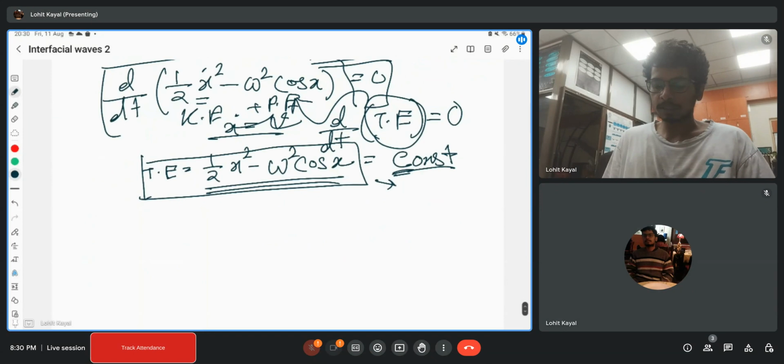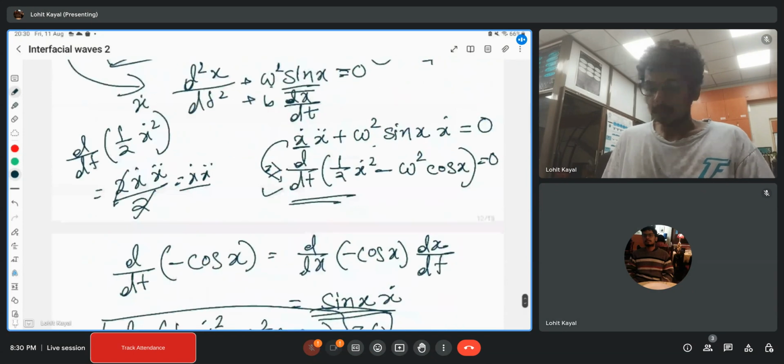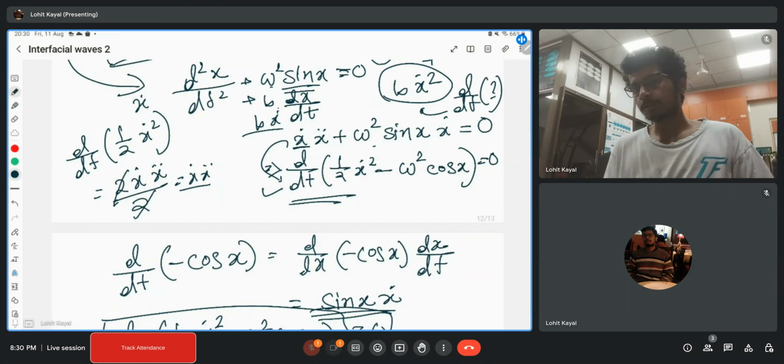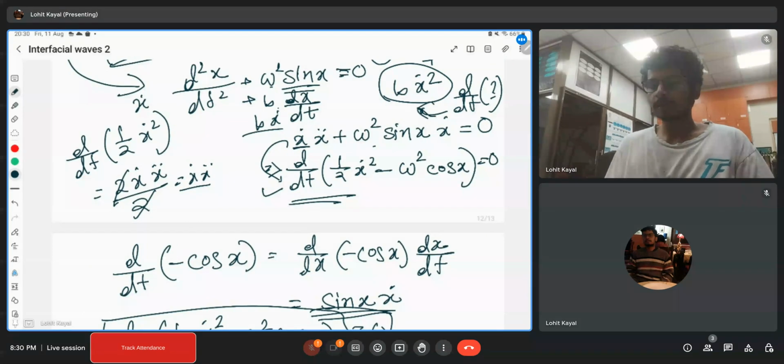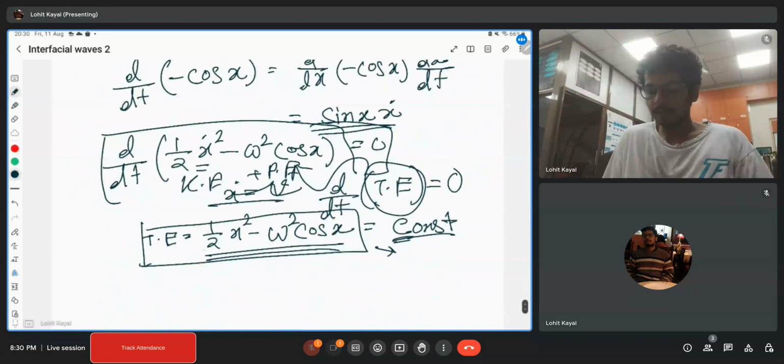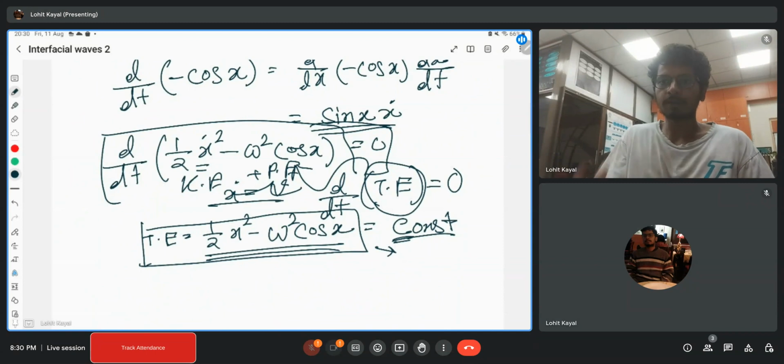It will be difficult when viscosity is present, because we are multiplying it with x dot, and it is already b x dot. So it will be b x dot square. So d/dt of what will give us b x dot square? x dot. So that is the difficulty. When the system is inviscid, then we can very easily find its total energy and do some analysis on that, even though you cannot solve it completely.